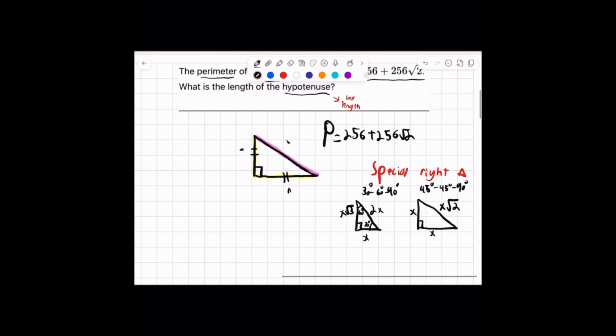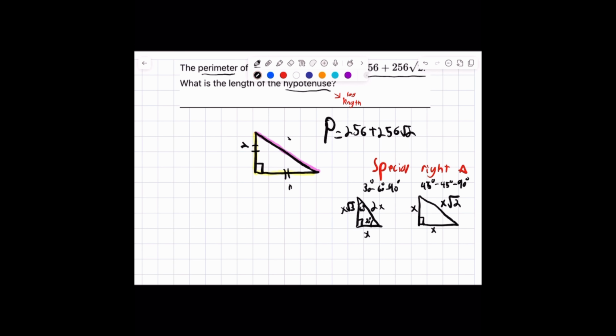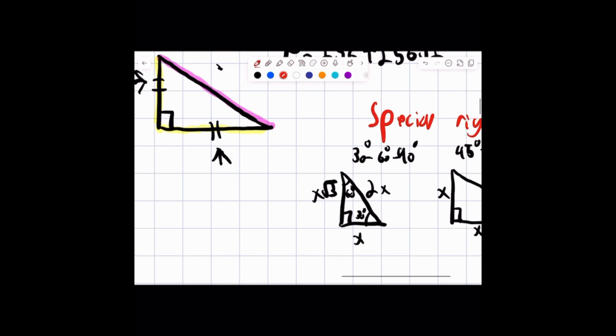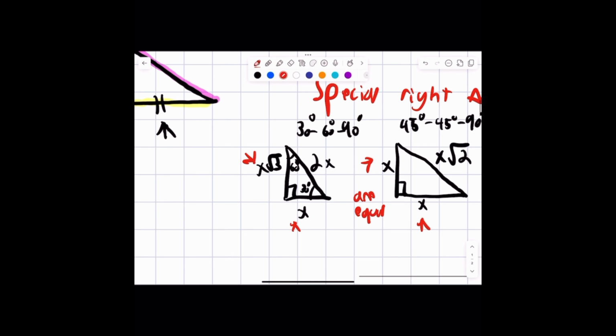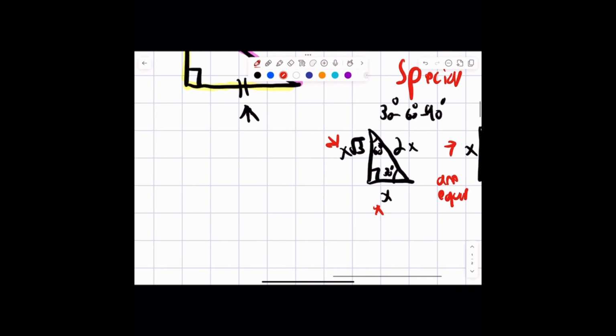So, like we knew previously, this side and this side are both equal to each other. In our first 30, 60, 90 triangle, this side and this side aren't equal to each other. Therefore, this triangle isn't an isosceles triangle. But this triangle, we see that this side and this side are equal. So we can safely say that this is a special right triangle that fits the scenario of an isosceles triangle.